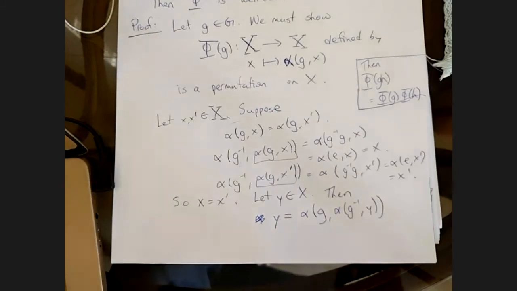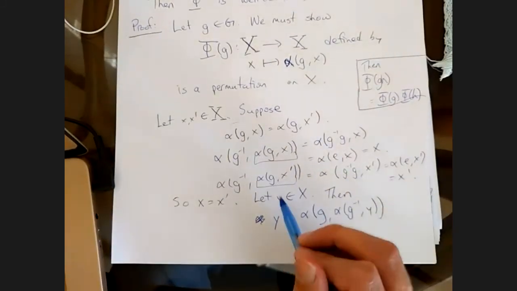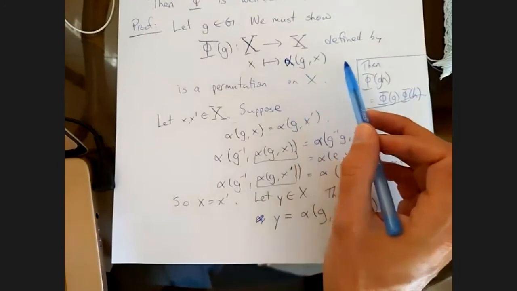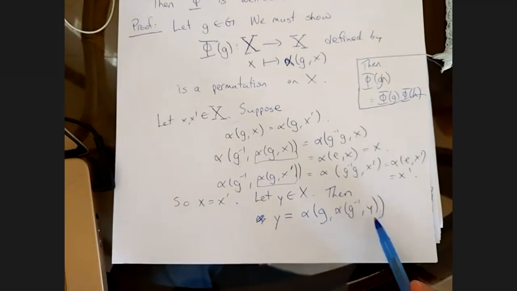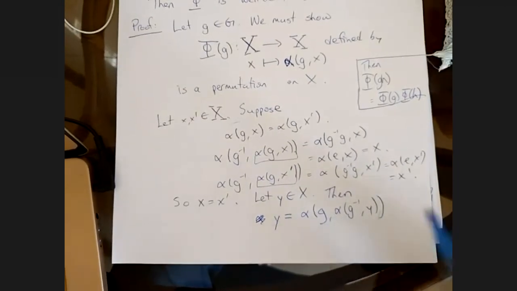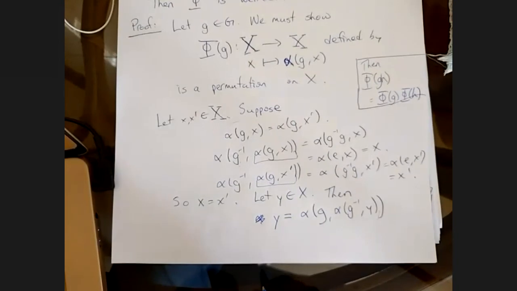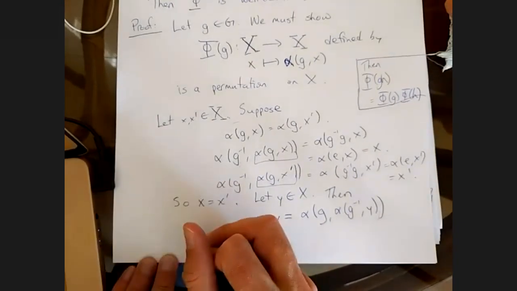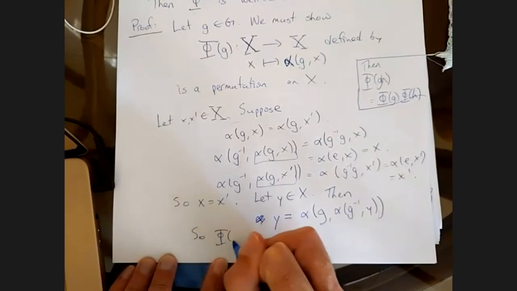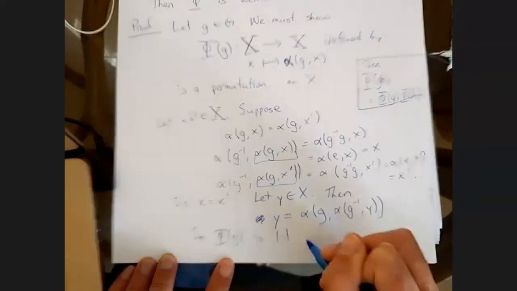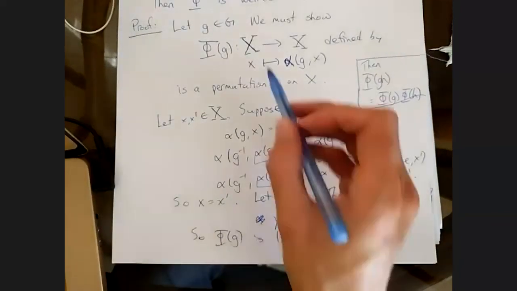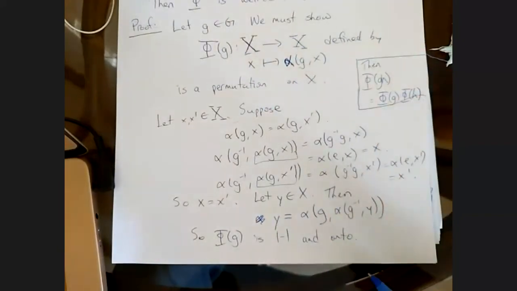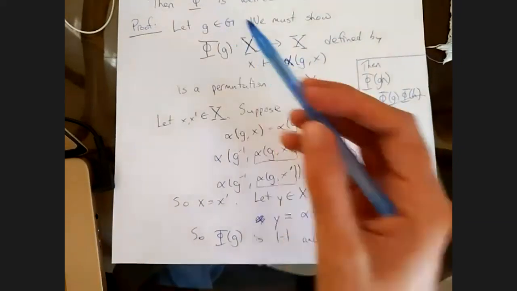Okay. So in other words, if I want this to map to y, I just choose x to be alpha g inverse y. Like g inverse acts on y, and then when g acts again, the g inverse goes away. Okay. So that tells us that phi of g is one-to-one and onto. So that means that phi of g is just a permutation of the elements of X. That's what we wanted. Okay. So for every group element, we get a permutation.